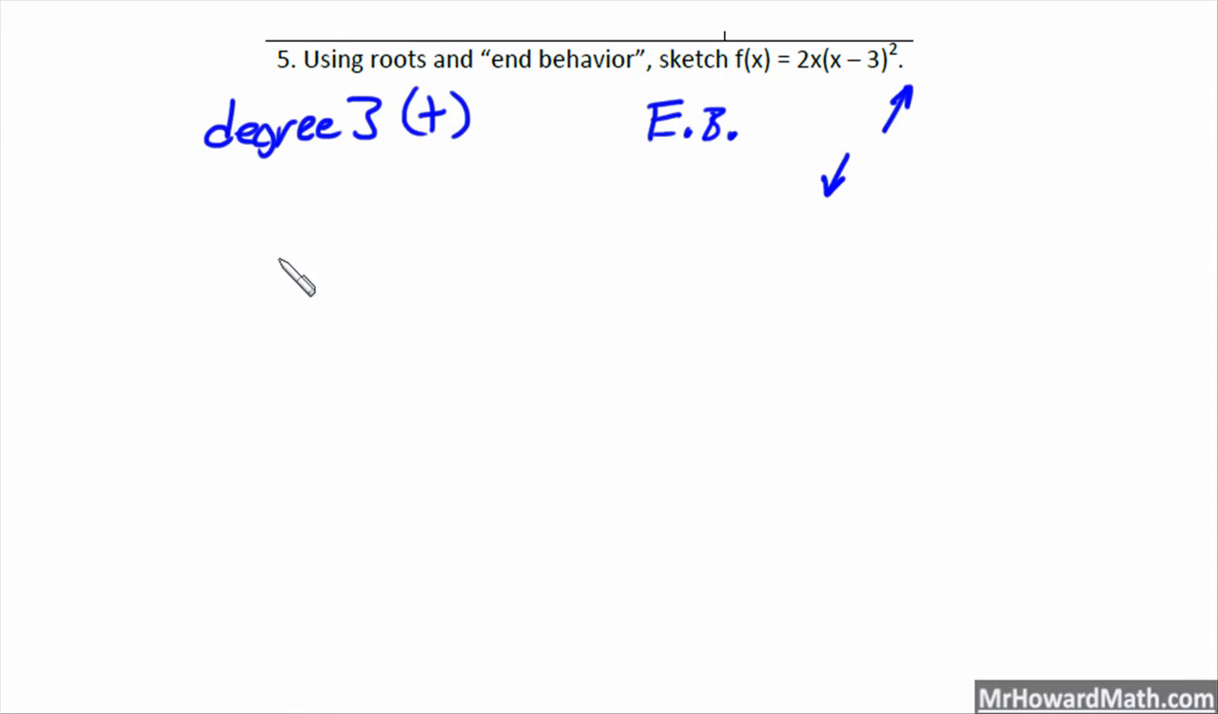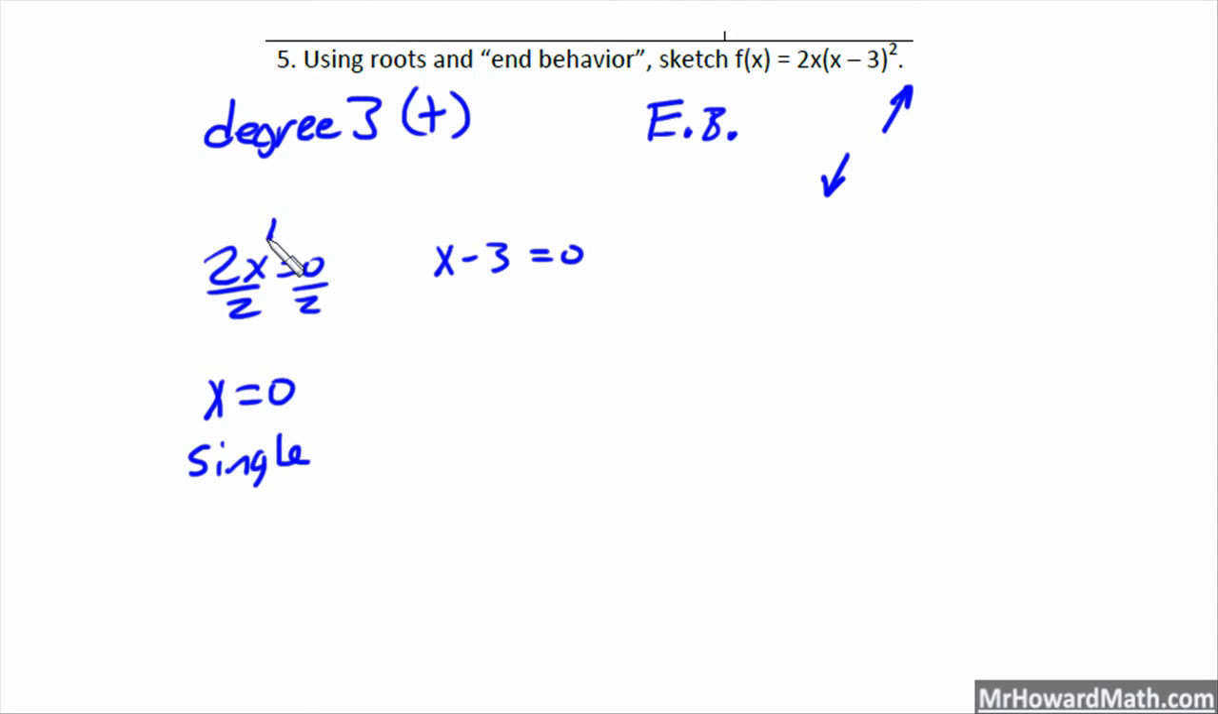Now for the roots, we take each factor, so 2x and x minus 3, set them equal to 0 and solve for x, so divide by 2 here. X equals 0 is a solution, so that's a root, and it is a single root because it is raised to the first power. This one, x minus 3, solve for x, add 3, so we get x equals positive 3, and that one is a double root because it was raised to the second power. It had a multiplicity of 2.